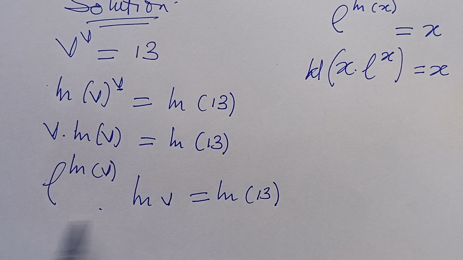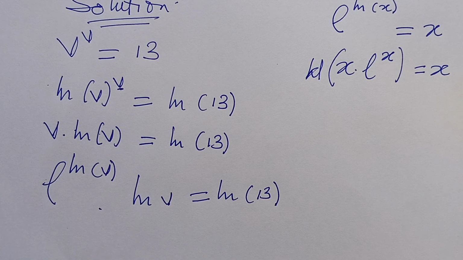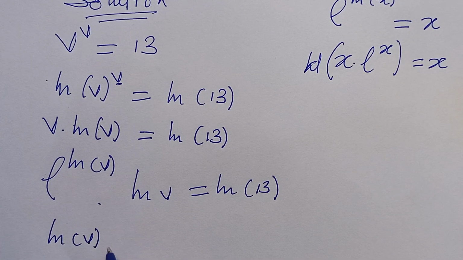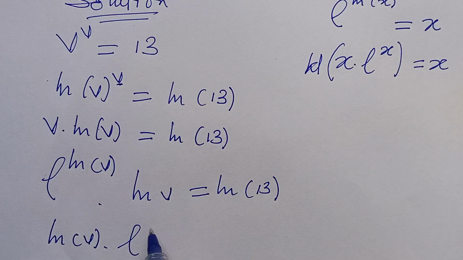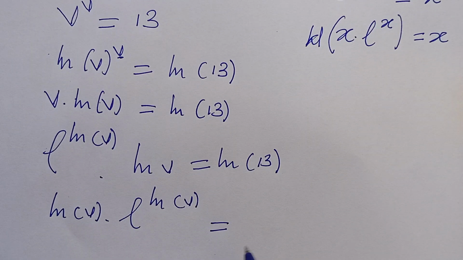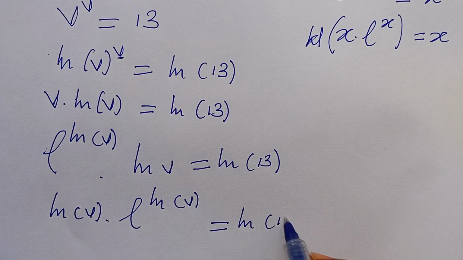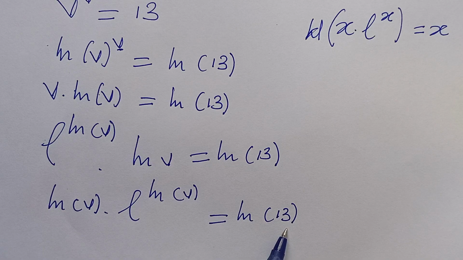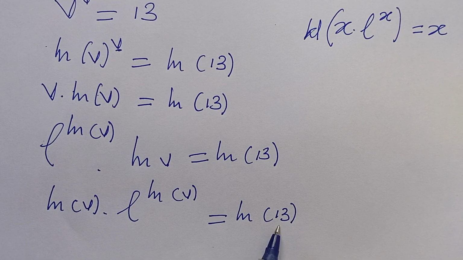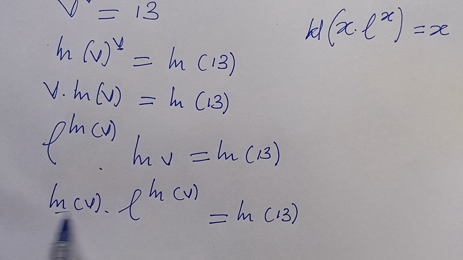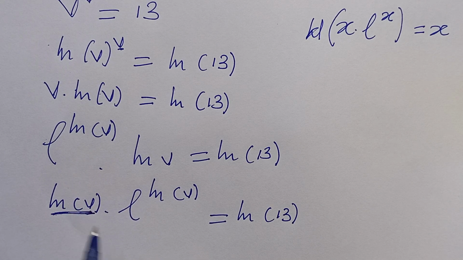Now, we can bring this way and bring this way. So interchanging the positions here, we're going to have the ln of v there times e raised to the power of the ln of v, close bracket. This is equal to the ln of 13. Remember, 13 is an odd number, so we cannot split it beyond this level. All right. Now you check here, you discover that the expression we have at the base is the same thing we have at the exponent.